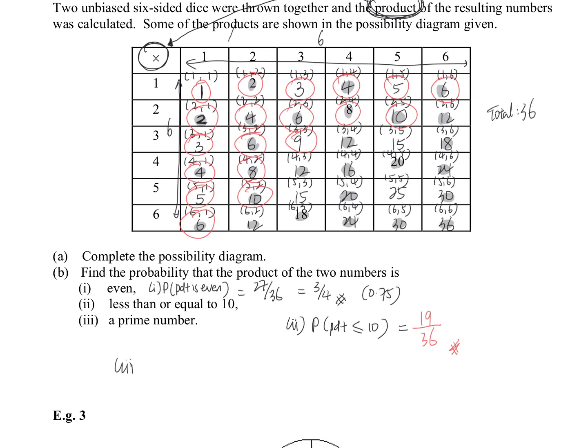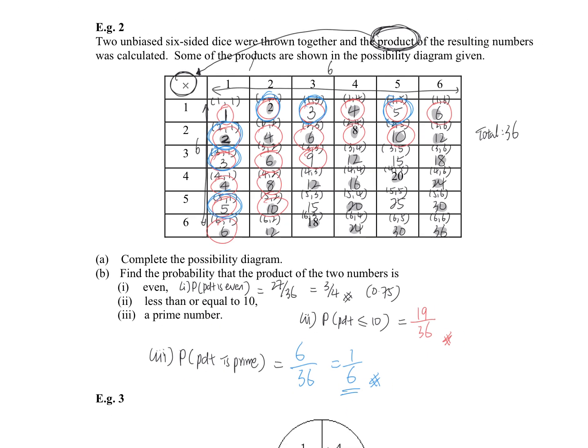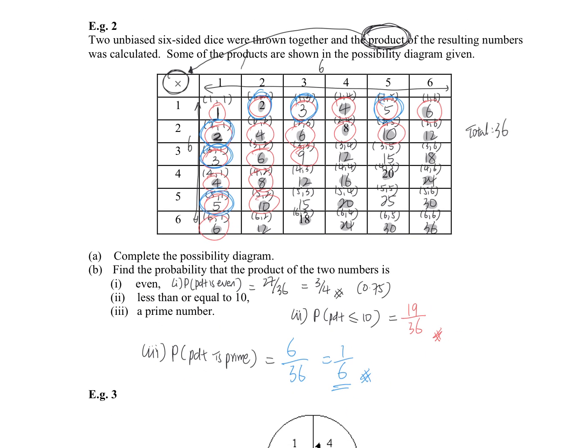Okay, last one is prime numbers. I want the product to be prime. The product is prime, starts from 2. 1, 2, 3, 4, 5, 6. No more. So 6 out of 36, so 1/6 of them. So you see, it's a careful game. You just be careful, count the right numbers, then you are okay. Like that, one question, 5 marks already.